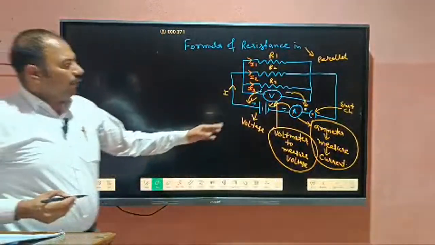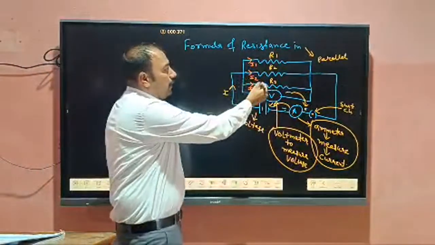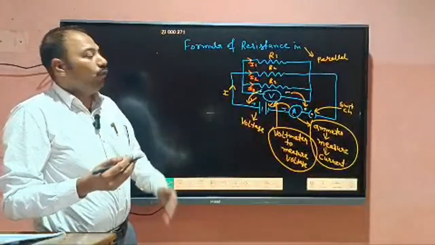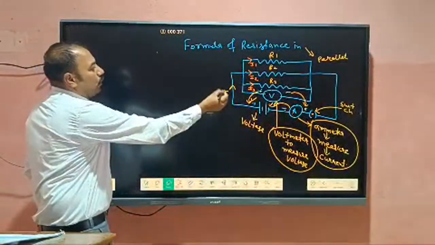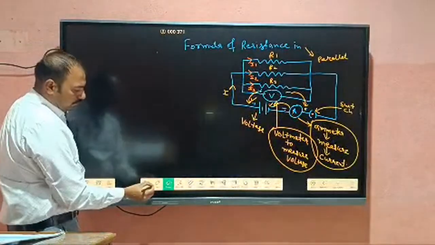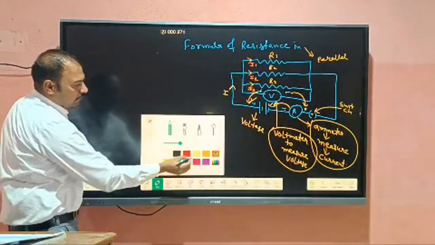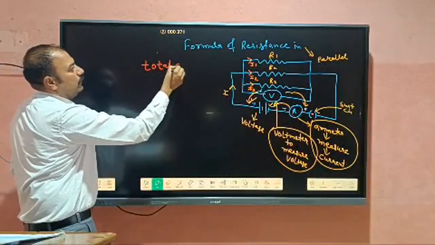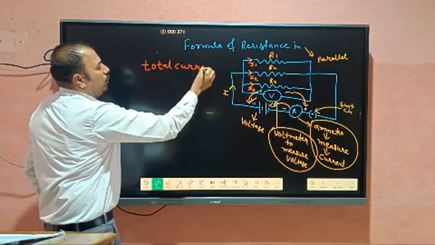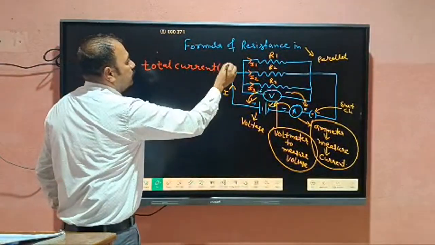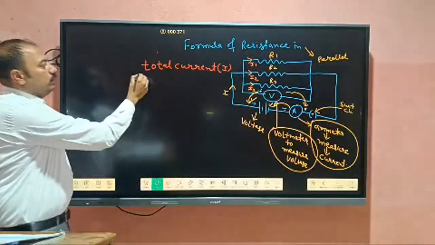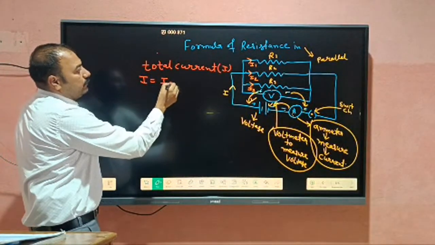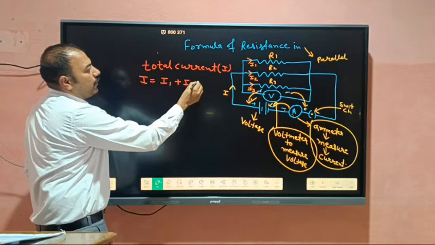So here we know that the electrical current is divided into three parts. So we can write here the total current, I. So here I is equal to I1 plus I2 plus I3.